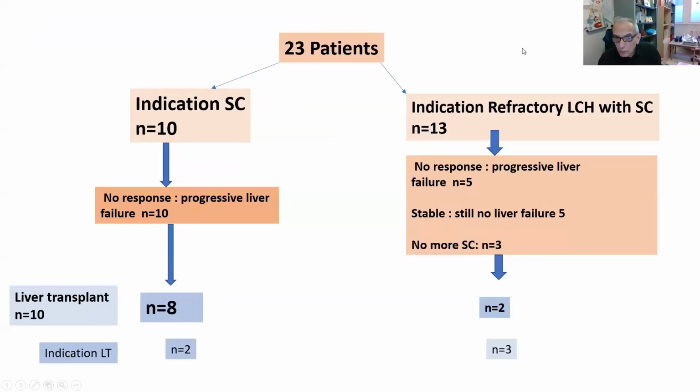In 13 patients, we have both refractory disease and sclerosing cholangitis. And in this group, we have no response in 5. And so for this group of patients, there is either a liver transplant or an indication of the liver transplant. We have 5 patients still without liver failure, and we don't know if there is a good response or it is just a stabilization. And in 3 patients, and we are very cautious, we fail to see the signs of sclerosing cholangitis on the various tests, including the MRI.